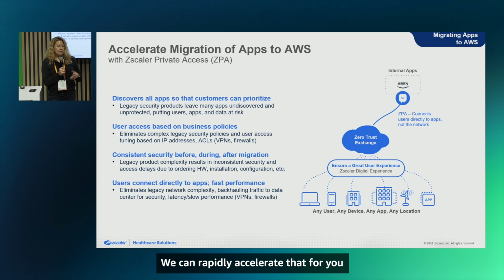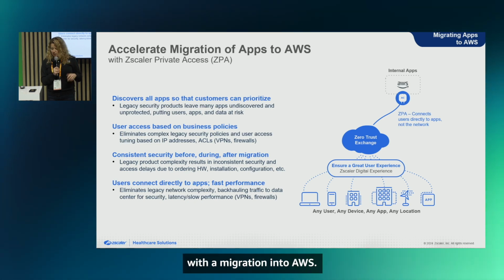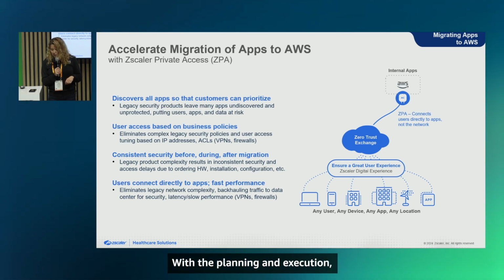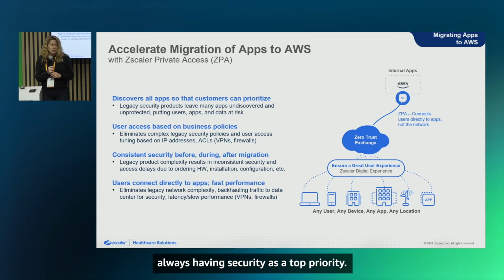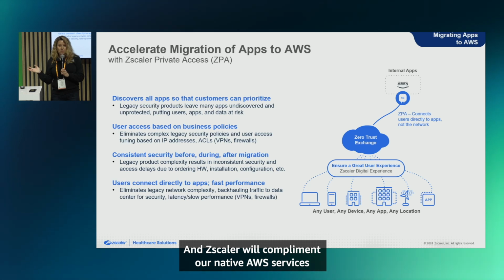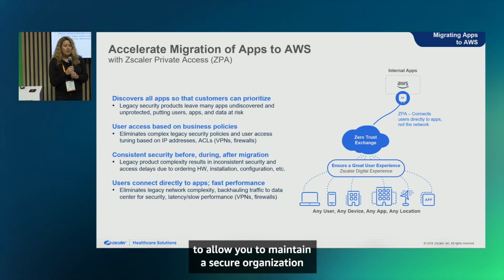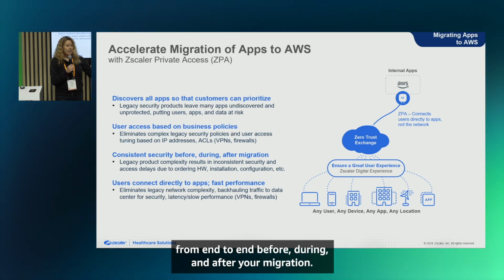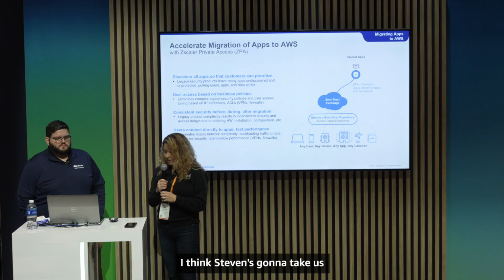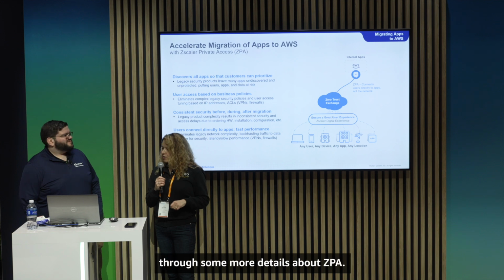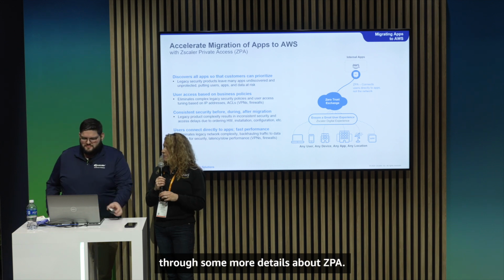Other use cases might include your decision to go global. We can rapidly accelerate that for you with a migration into AWS, with the planning and execution always having security as a top priority. Zscaler will complement our native AWS services to allow you to maintain a secure organization from end to end before, during, and after your migration. I think Steven's going to take us through some more details about ZPA.